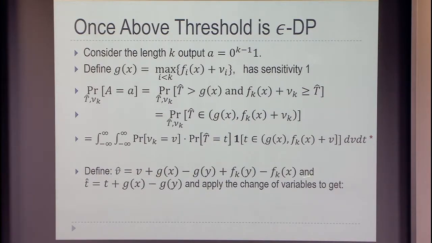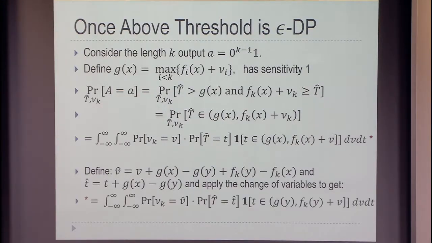Then we define a change of variable. So what do we have going on here? We have a change of the max, and we have a change of what happens on the kth query. And these could go in the wrong directions to make things bad. So we define these new variables, we apply the change of variables, and we get this. Just trust me, it's true.